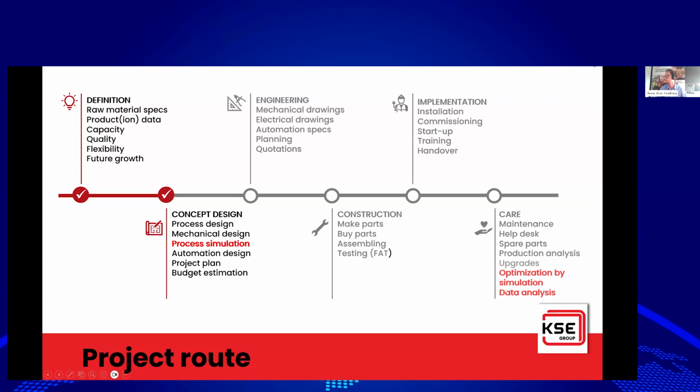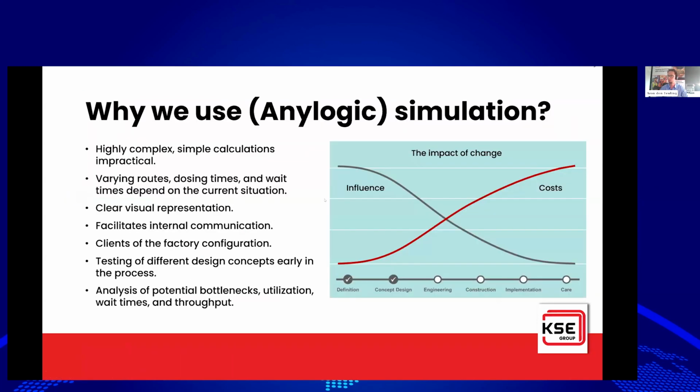So you can optimize the factory by simulation, as we already saw in a few cases presented before. And we can do other data analysis about these factories and improve it again by simulation. So we really use simulation in 2 parts of the process, where the use case in this presentation will be mostly about the simulation at the start of the process.